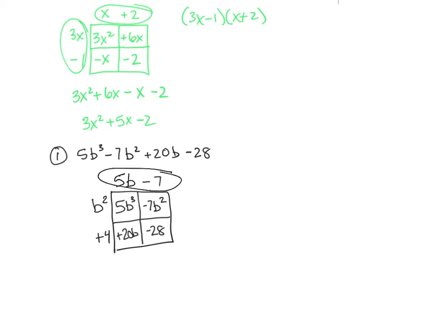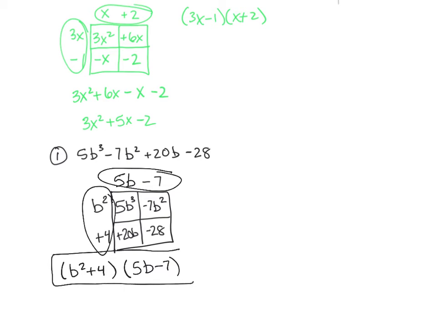So we have our side lengths right here of b squared plus 4. And to get that area we're going to multiply that by 5b minus 7. And these right here, these side lengths, these are our factors.